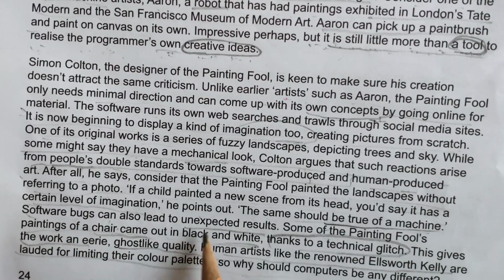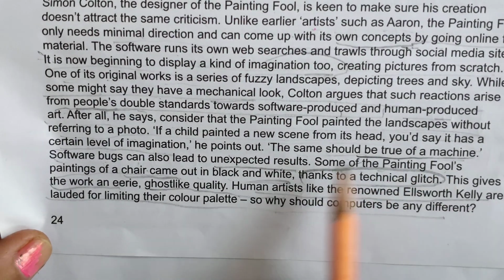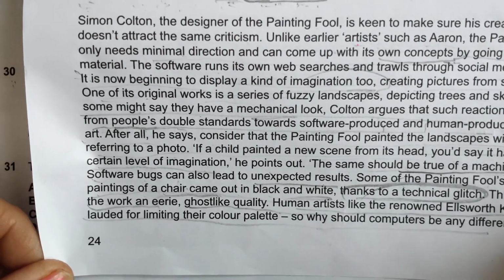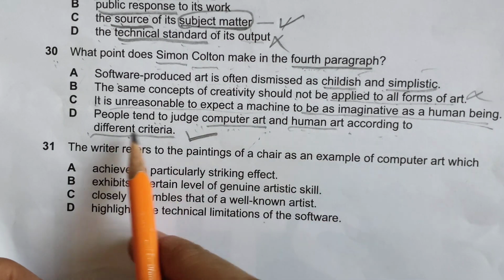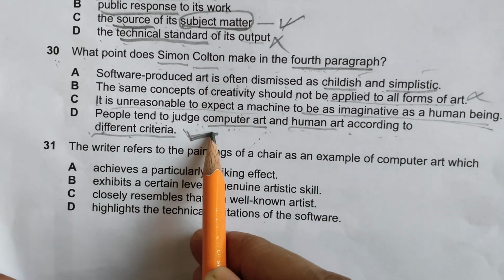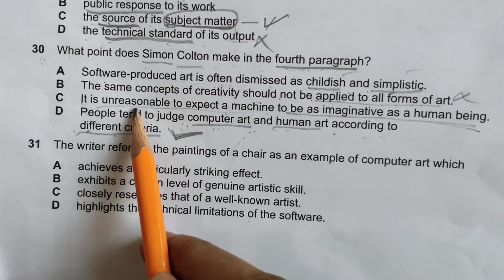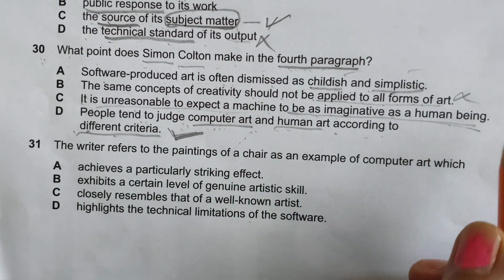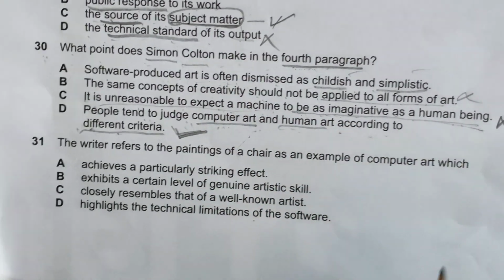Software bugs can also lead to unexpected results. And here it is given very clearly. Some of the painting fool's paintings of a chair come out in black and white thanks to a technical glitch. Here it is given. People tend to judge computer art and human art according to different criteria, okay. This is right. And here the statement was also given, it is unreasonable to expect a machine to be as imaginative as a human being. No. Expect a machine to be as imaginative as a human being. Nothing is given about it.